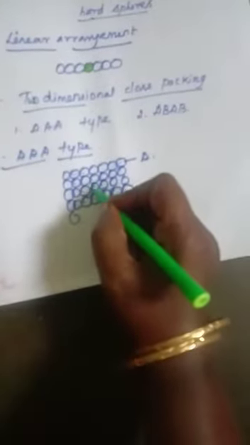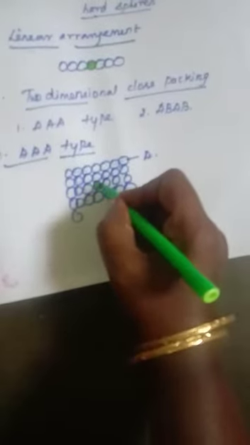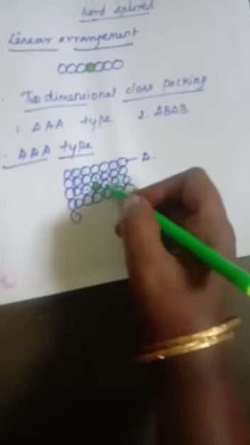If you consider this first row as A type, this arrangement is known as AA type because all rows are identical to the first one. So this arrangement is known as AA type. And in this arrangement, each sphere is in contact with four of its neighbors. For example, if I consider this sphere, it is in contact with 1, 2, 3, 4 of its neighbors. This type of arrangement is known as AA type.